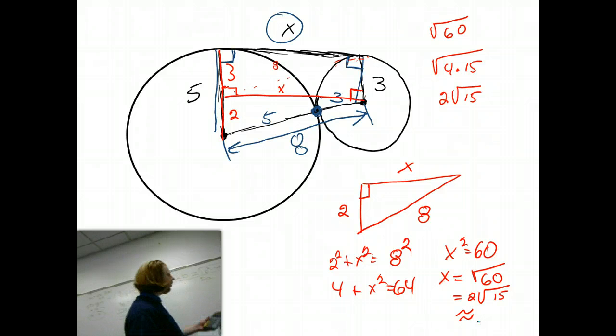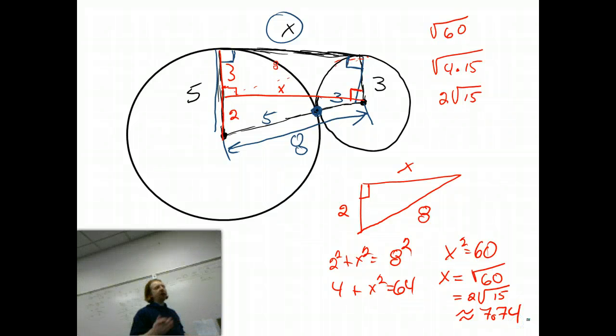So if we can't convince... Wait, that's not right. 15, take the square root, times 2. Okay, that's right. 7.74. I usually round it to the 100th, and I always round to the evens if there's a 5. And that's something that you'll pick up when you do more science classes.